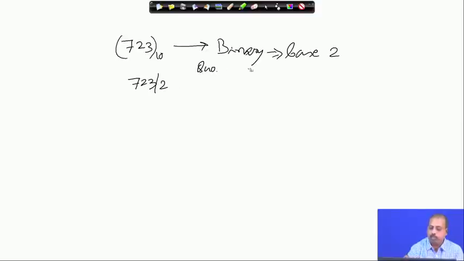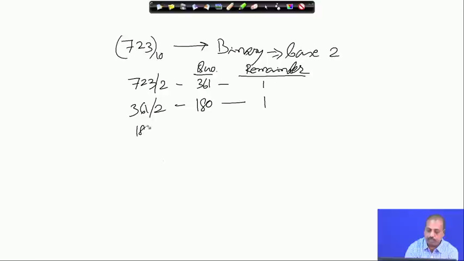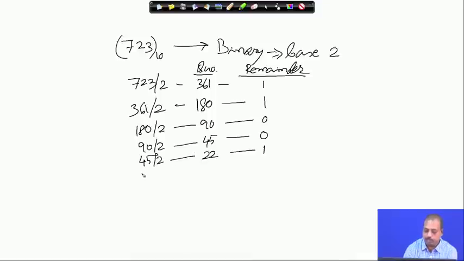So, 723 divided by 2. If I note down the quotient part and the remainder part, this is 361 and this is 1. Then this 361 divided by 2 gives quotient 180 and remainder again 1. Then 180 divided by 2 gives 90 as the quotient and 0 as the remainder. 90 divided by 2 gives 45 as the quotient and 0 as remainder. 45 divided by 2 gives 22 as the quotient, 1 as remainder.